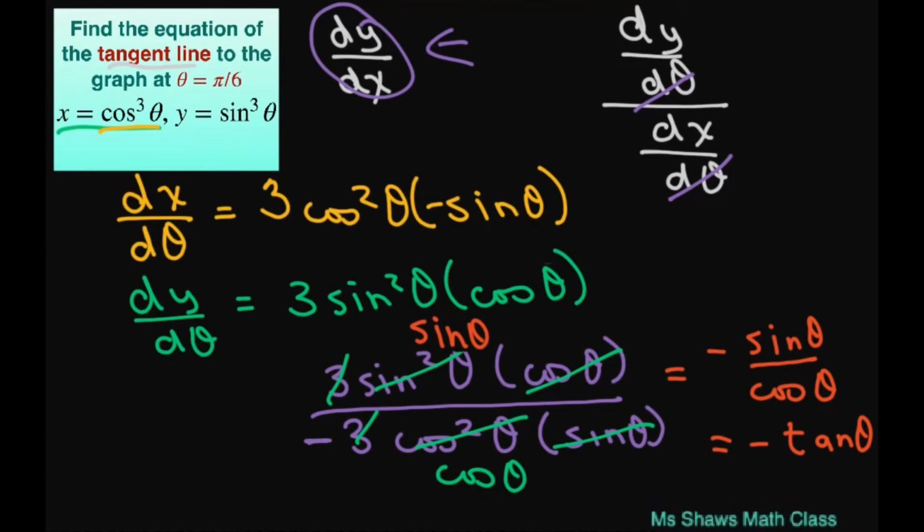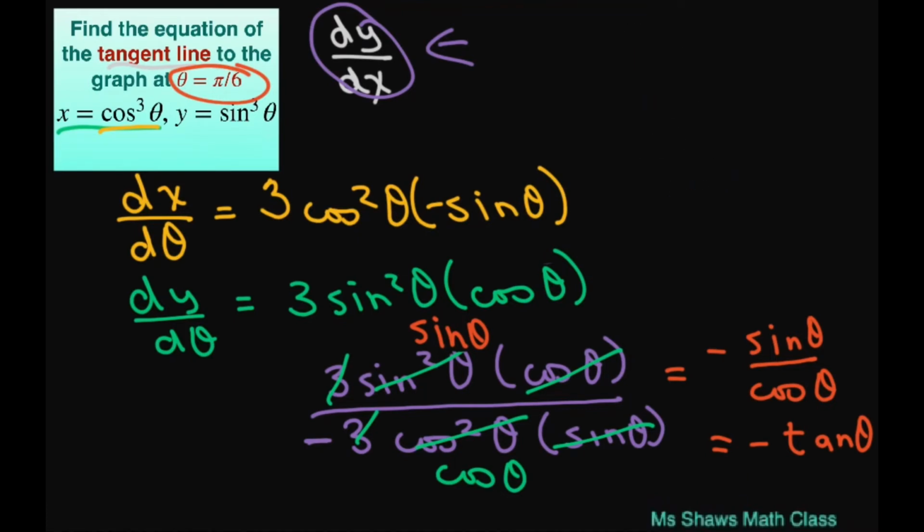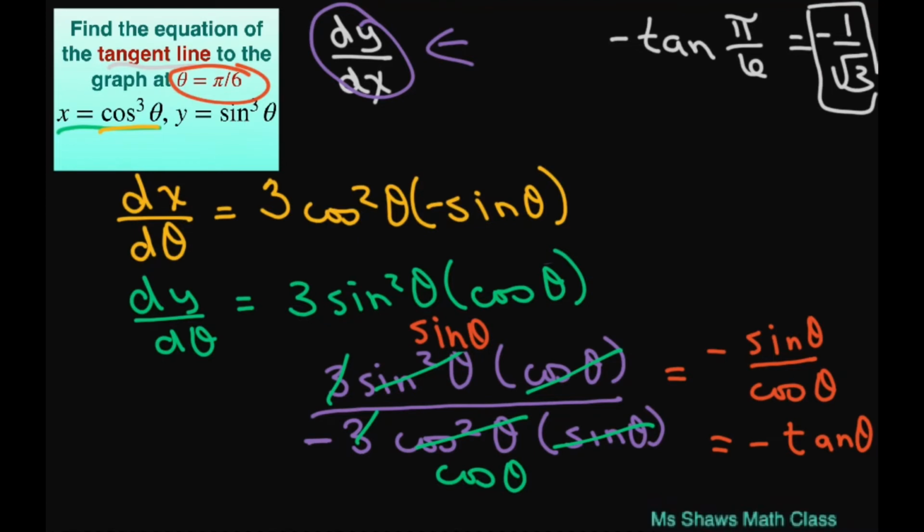Now, we're going to have to substitute in our pi divided by 6. So when we do that, we're going to get negative tan of pi divided by 6 equals negative 1 divided by square root of 3. So that's our slope.